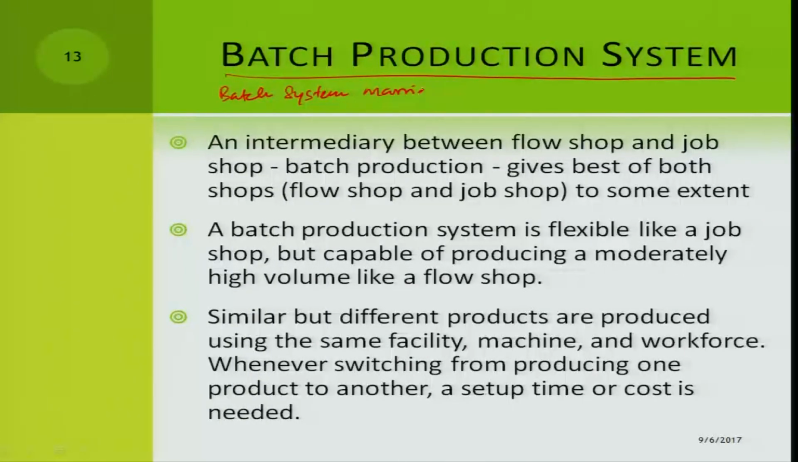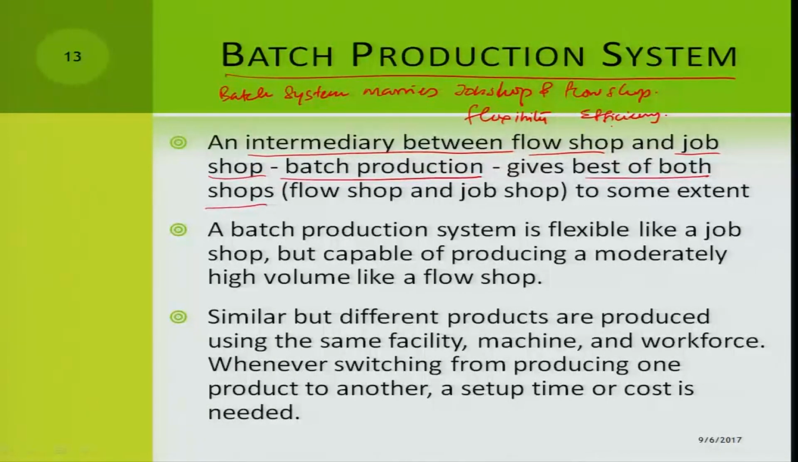So the batch production system marries job shop and flow shop. At the end of the day, it's an intermediary between flow shop and job shop. That's called batch production. Why do we marry these? It gives the best of both. What is the best of both? What you're trying to get is flexibility and efficiency.